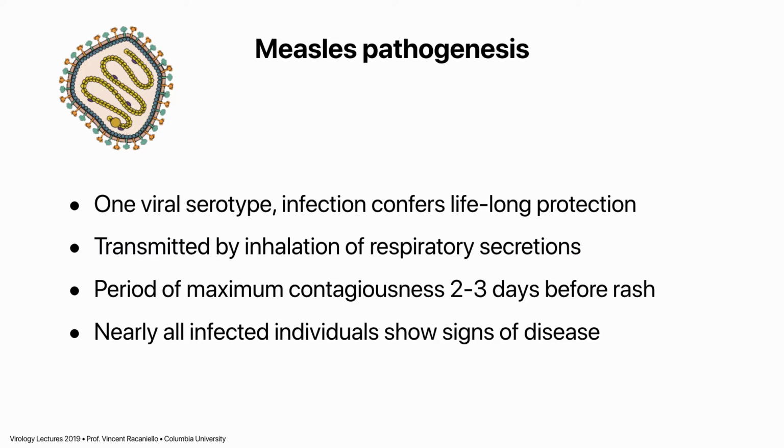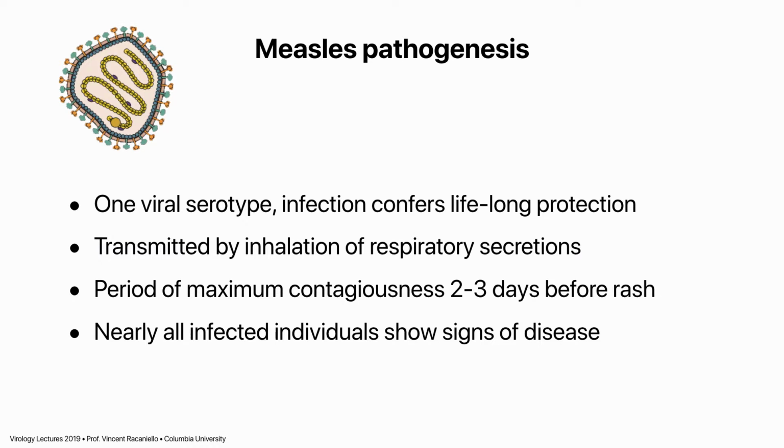Pathogenesis: 1 serotype only. So for polio, there were 3 serotypes, so we've had to make a vaccine with 3 different viruses in it. For measles, there's just 1. And by the way, we've been using this vaccine for over 50 years, and it still protects against measles virus. So there's no antigenic variation. Infection gives you lifelong protection.